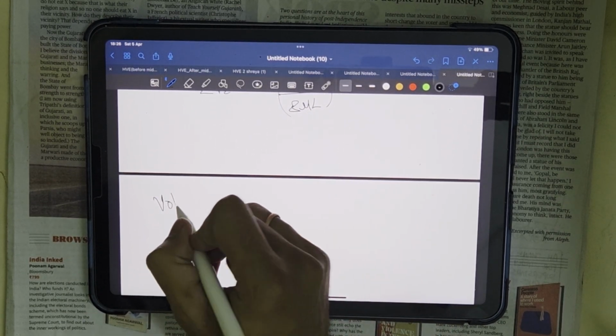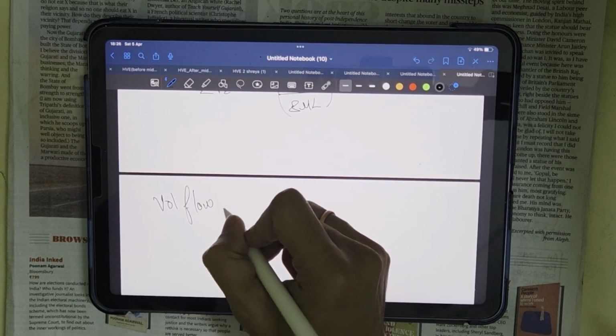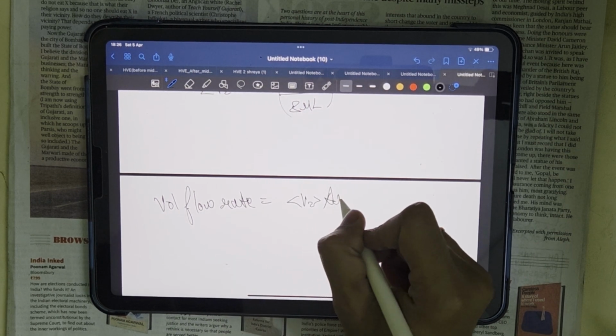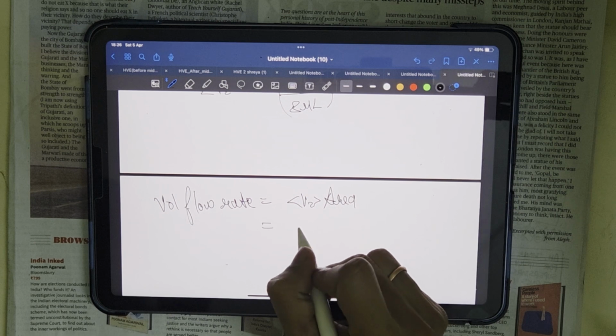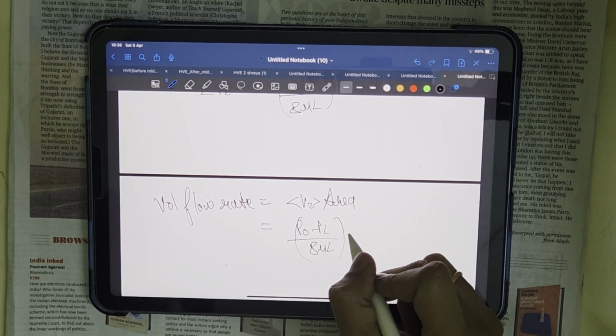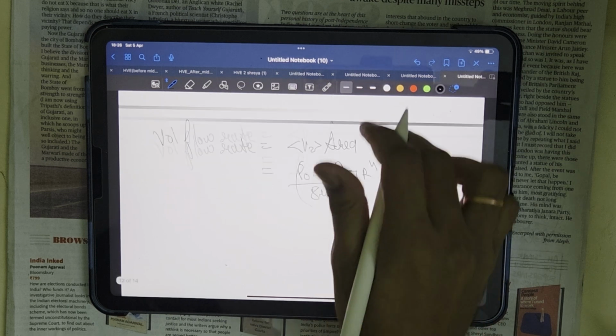Volumetric flow rate is equal to average velocity into area. The equation is (P0 minus PL) upon 8 mu L into pi R to the power 4.